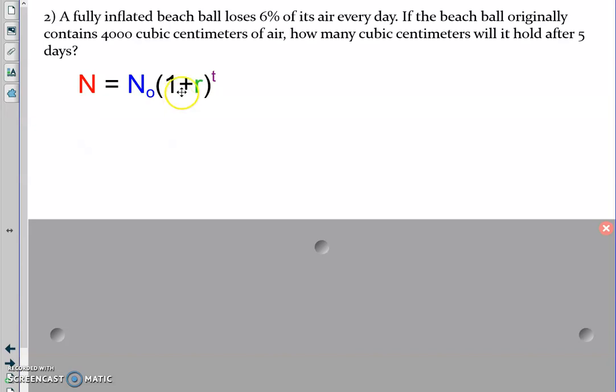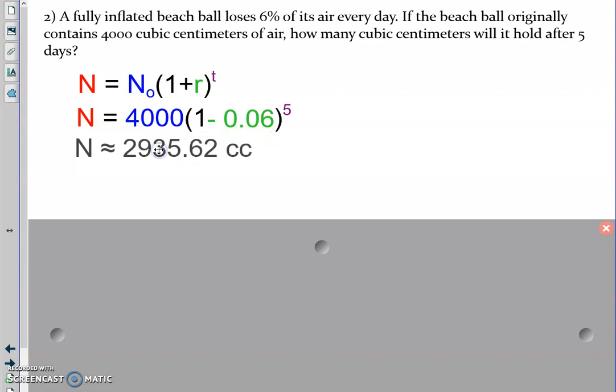Let's fill in what we know. We know that the beach ball originally had 4,000 cubic centimeters, so I put in the 4,000. I don't know N. I know that the amount of time is 5 days. Let's talk about the rate though. Notice the ball is losing 6%, so I entered that as a minus 0.06. I typed that in my calculator.